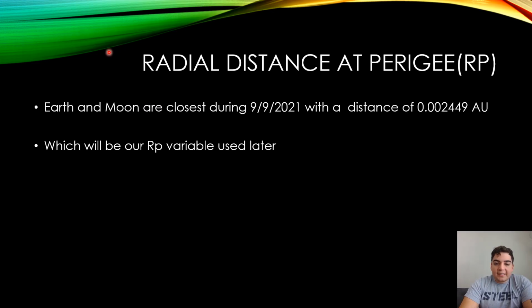So right now we're looking at the radial distance at perigee, variable RP, which is essentially when the Earth and Moon are closest, which is on September 9th at a distance of 0.002449 AU. Again, this is going to be our RP variable used when calculating eccentricity.